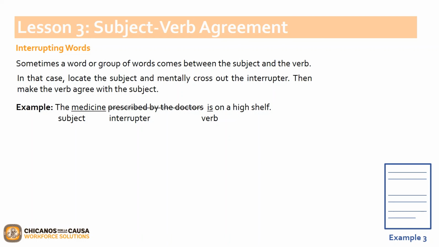The word medicine is the subject. The word is is the verb. And the interrupter are the words prescribed by the doctors that are crossed out.